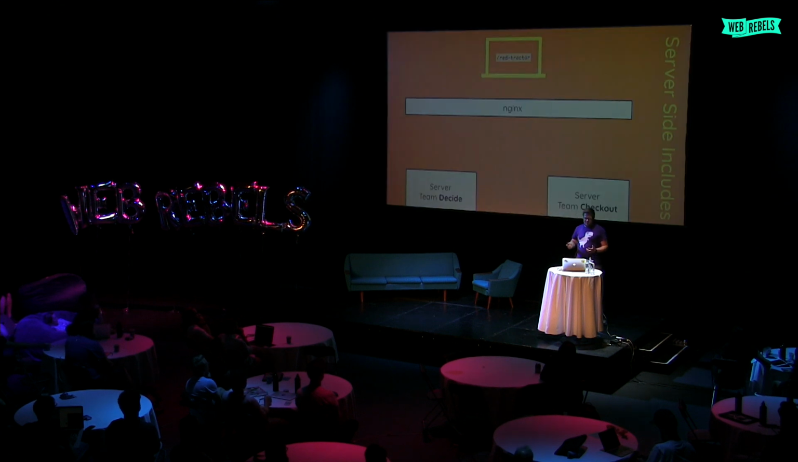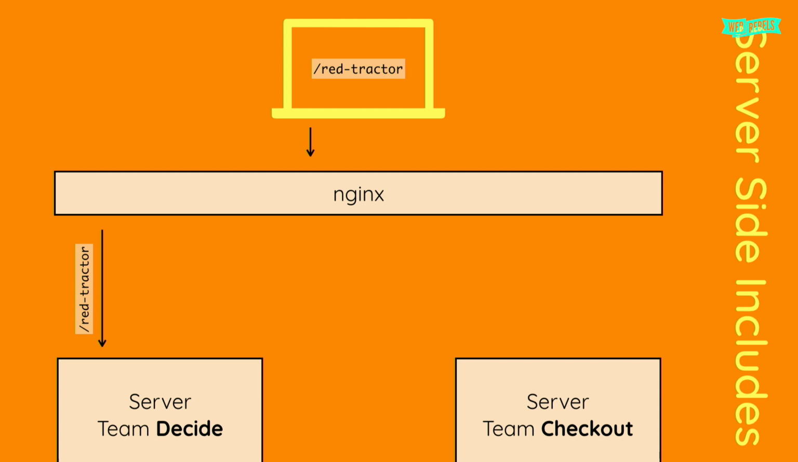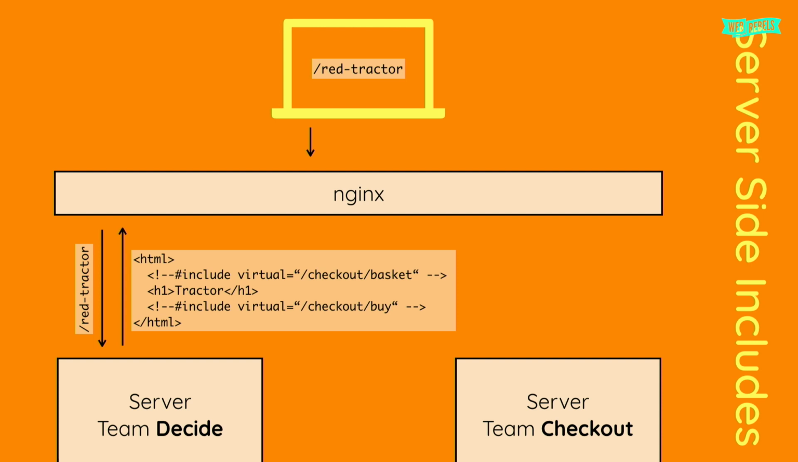Okay, how do server-side includes work? So basically, you have a browser which wants to call a URL. It makes a request. The request goes to the web server. I've put in Nginx here, but it also works with Apache, for example. The web server decides which team is responsible for this URL and forwards the request to the team. The team with the product page delivers the complete HTML from top to bottom and adds HTML comments in the places where the fragments should be.